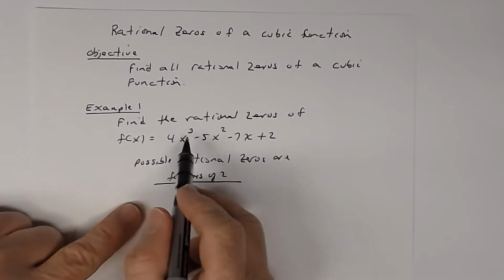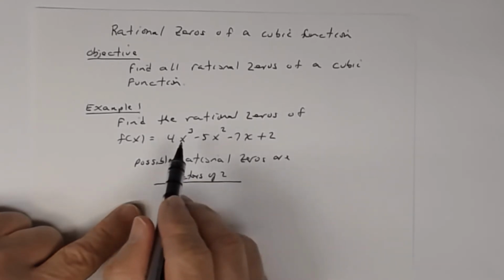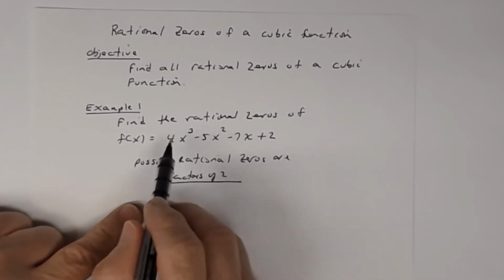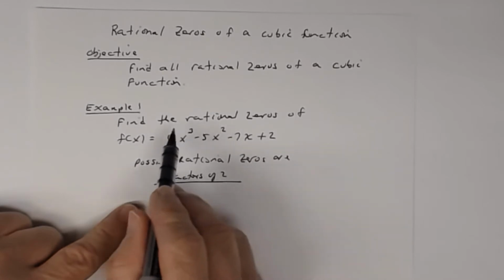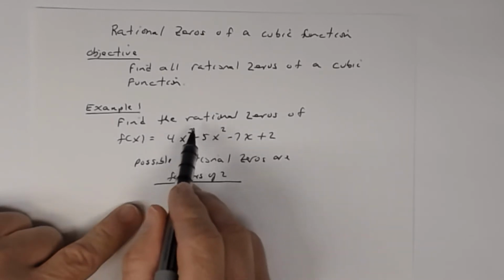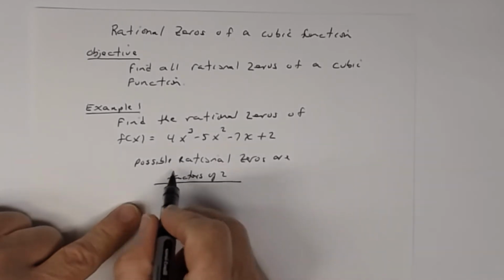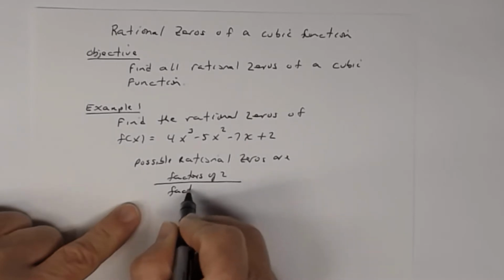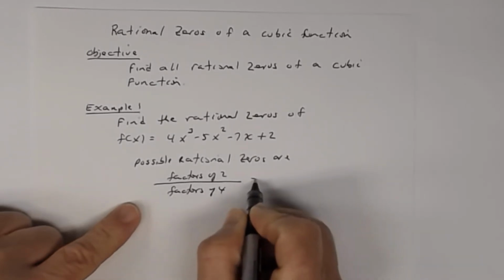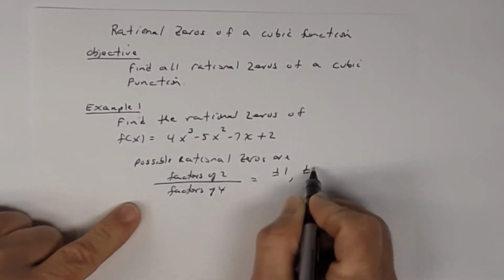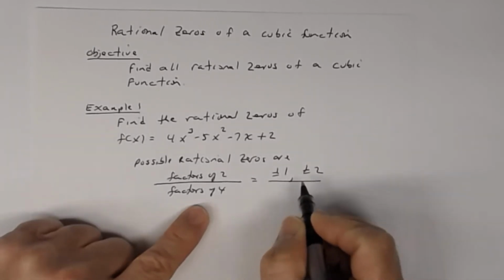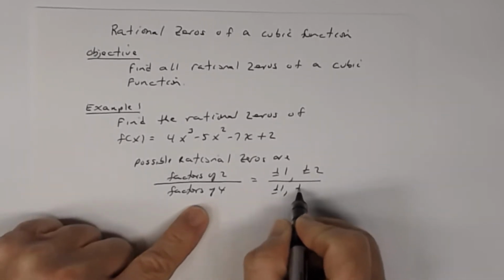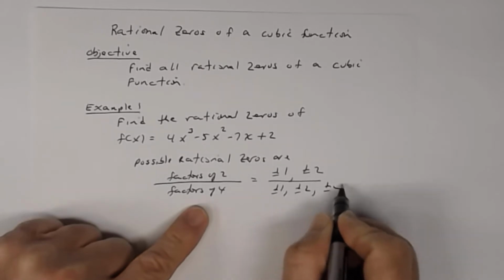Remember, leading term does not mean the first term you see. The leading coefficient is the coefficient of the largest degree term. So that'll be the cubed term here. So the leading coefficient is 4. So the factors are of 4. All right, and so we get plus or minus 1, plus or minus 2, and then the factors of 4 would be plus or minus 1, plus or minus 2, and plus or minus 4.